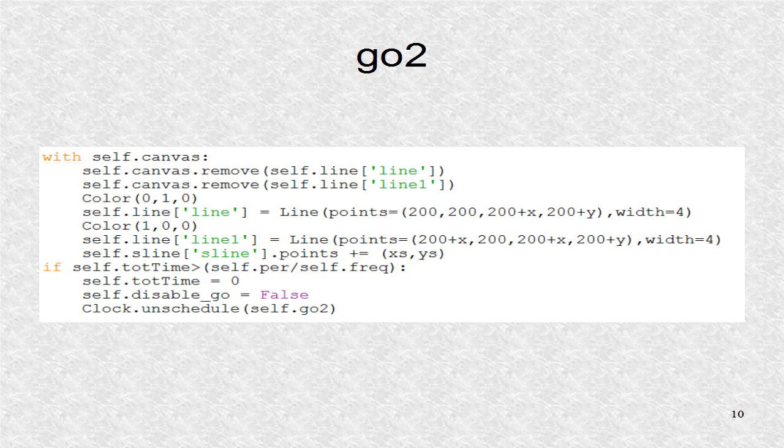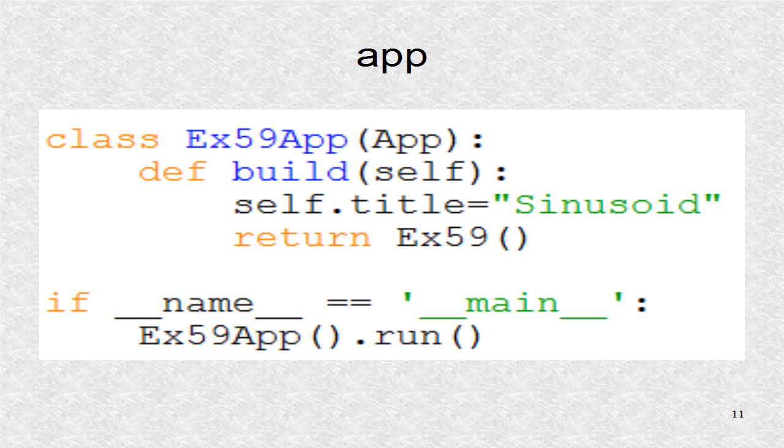When dot time indicates we have reached final time, we reset the dot time variable, enable the buttons and unschedule any further 60 Hz go-to calls. The app class has to be created for any application. In the main code we start the application by calling its run function.